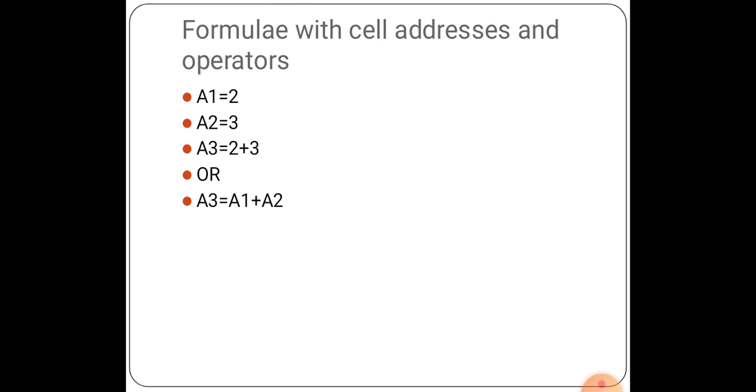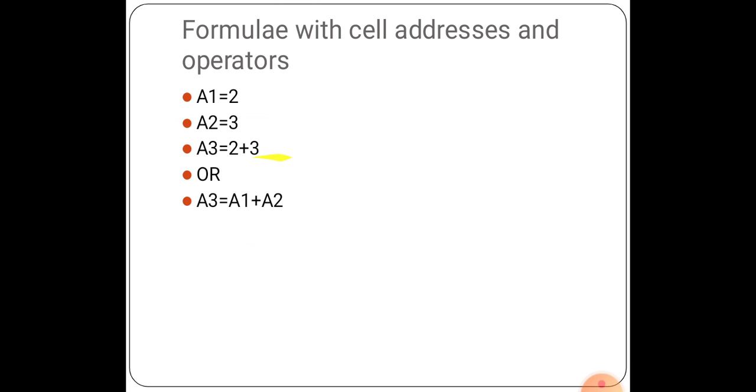Next one is formula with cell address and operators. Once we are using formula with the cell values, we will be calculating using these. For example, A1 is assigned 2 and A2 is 3. In A3, if we want to add these two values, we can give either 2 plus 3 or A1 plus A2.